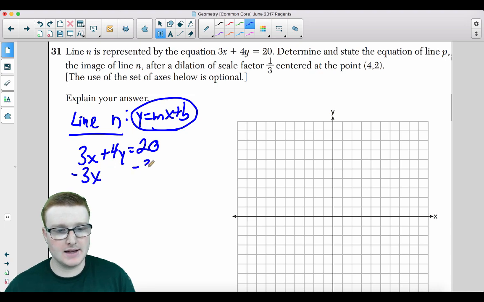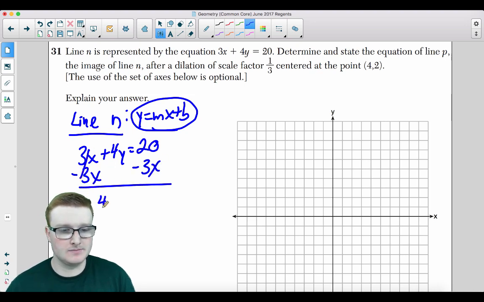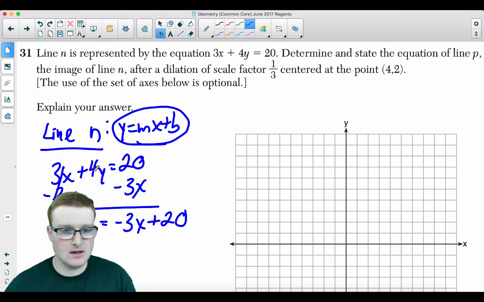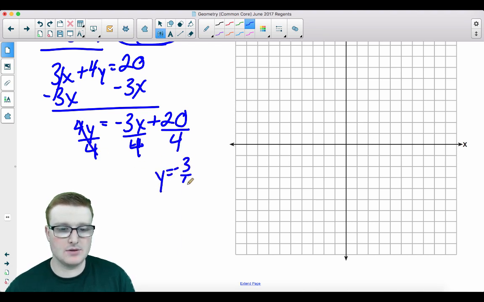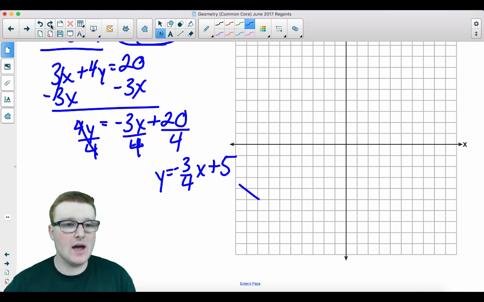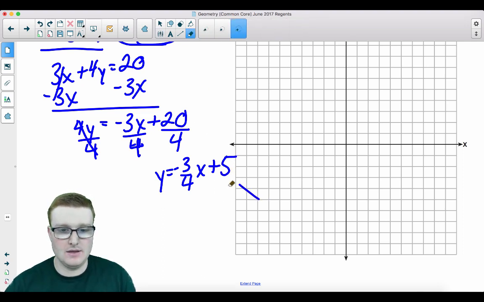I'm going to subtract the 3x on both sides. We get 4y equals negative 3x plus 20. From here, I'm going to divide by the 4 on both sides. So we get y equals negative 3/4 x plus 5. Let's go ahead and graph that line.